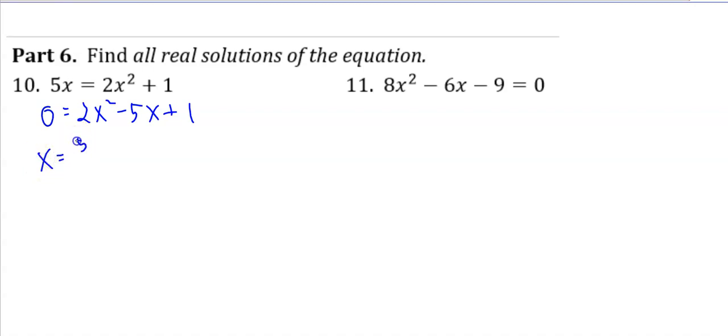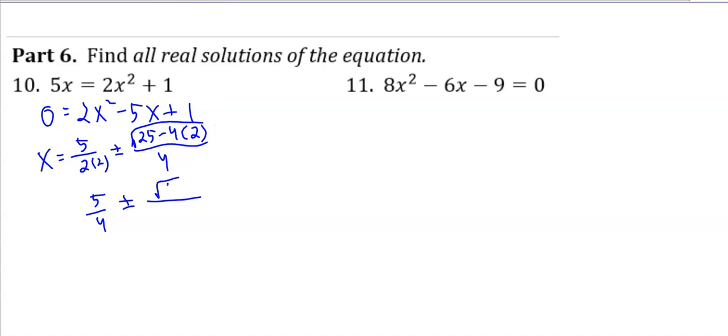So that would be 5 over 2 times 2, so this is over 4. b squared is 25 minus 4 times 2 times 1. So we've got 5/4 plus or minus, let's see, 25 minus 8 is 17, so square root of 17 over 4. That would be the answer. You could write it all as one fraction, but that's the answer.